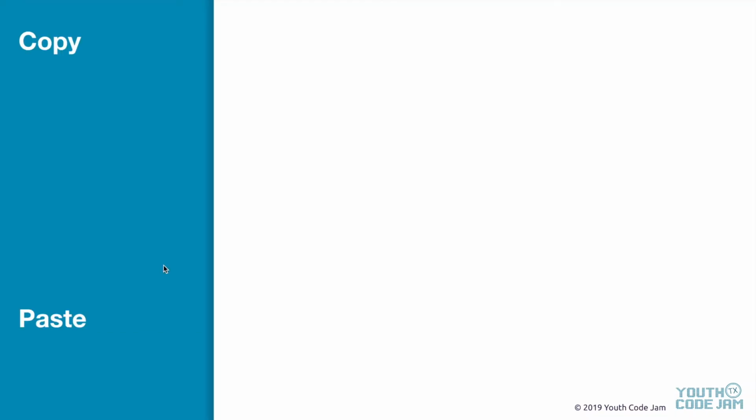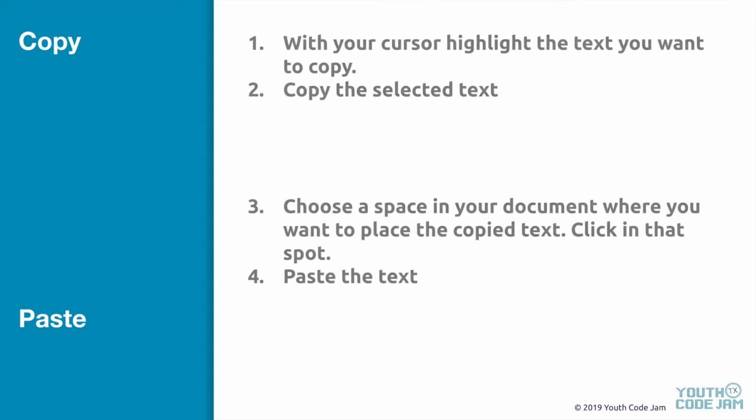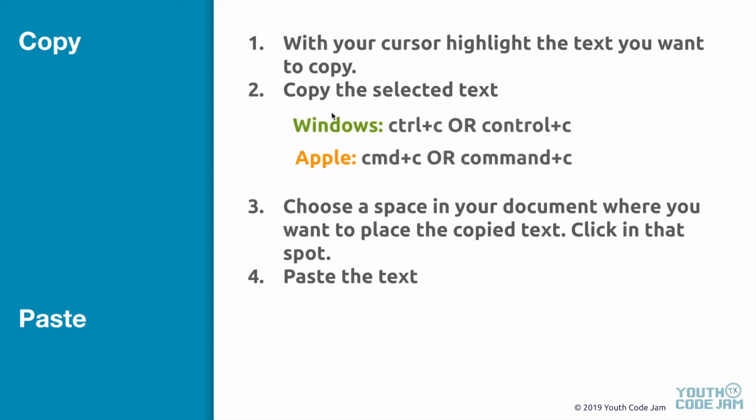So the first two we're going to look at are copy and paste. For this, I'm going to pull up all the text here. In our worksheet document, we're going to highlight a phrase that we want to copy, and we're going to use one of these two commands. If you're on Windows, you're going to use Control and C. So you're going to hold down the Control key on your keyboard and then tap C.